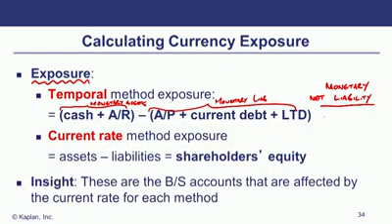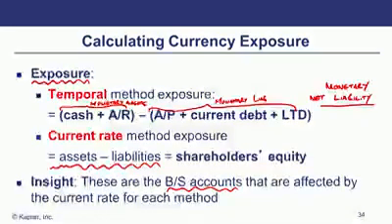Now, under the current rate method, of course, what's exposed to the closing rate? It's all of our assets, all of our liabilities. So it's much more likely to be a positive number, a monetary net asset, a net asset position. Now, these are the balance sheet accounts that are affected by both methods. From this, we should be able to tell whether we're expecting to see an exchange rate gain or loss.